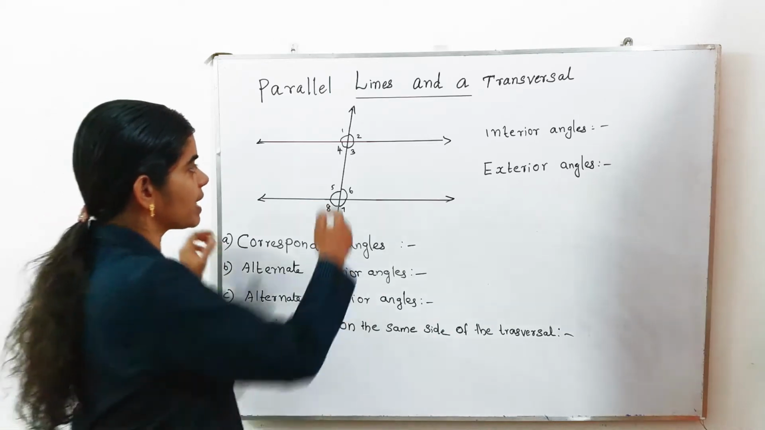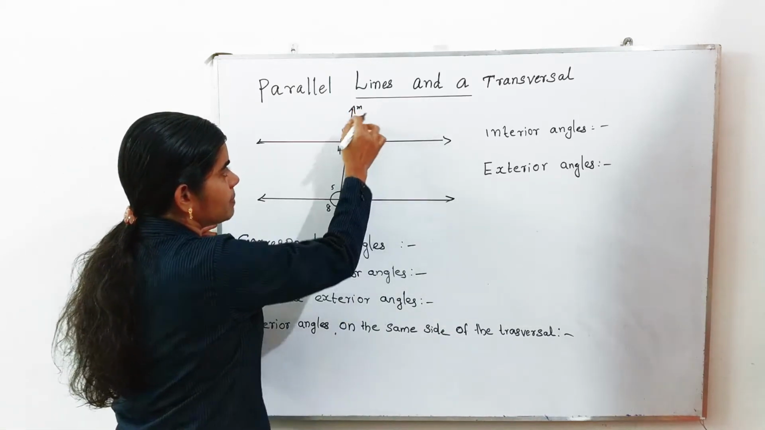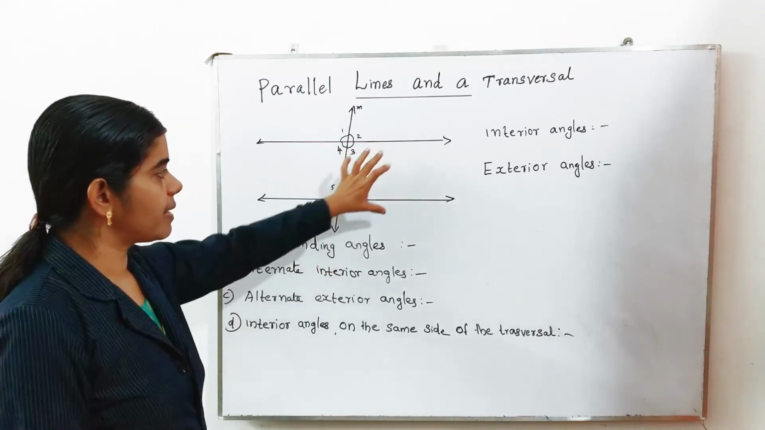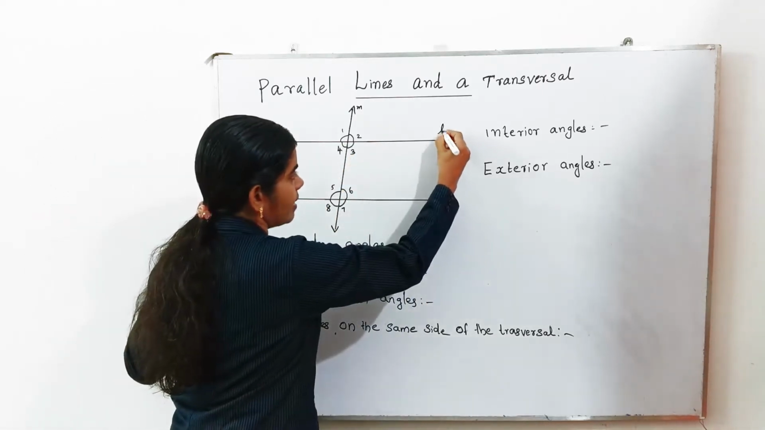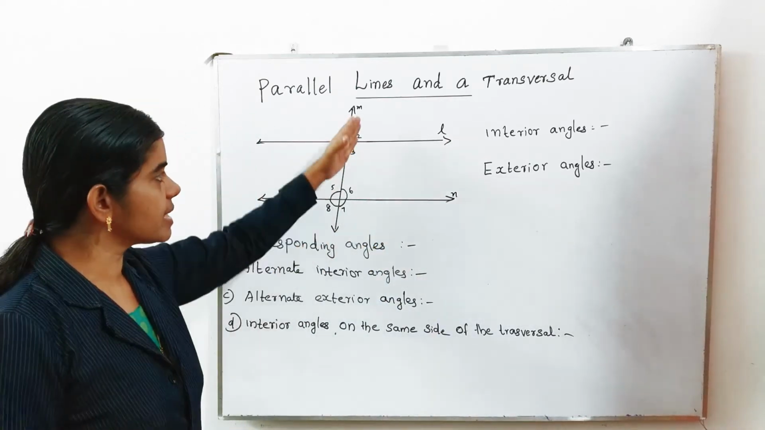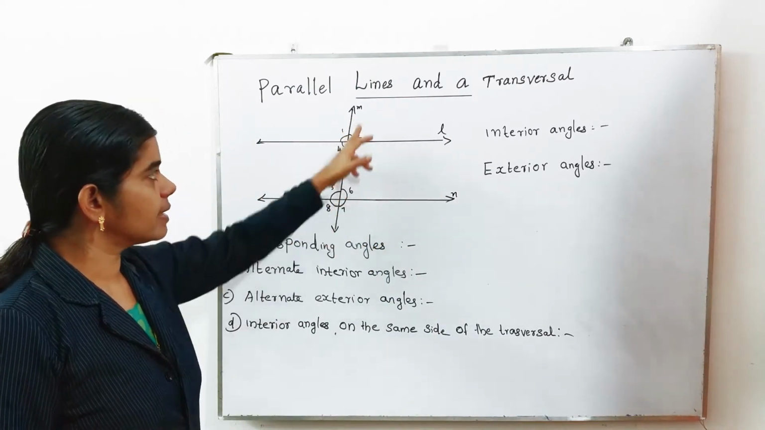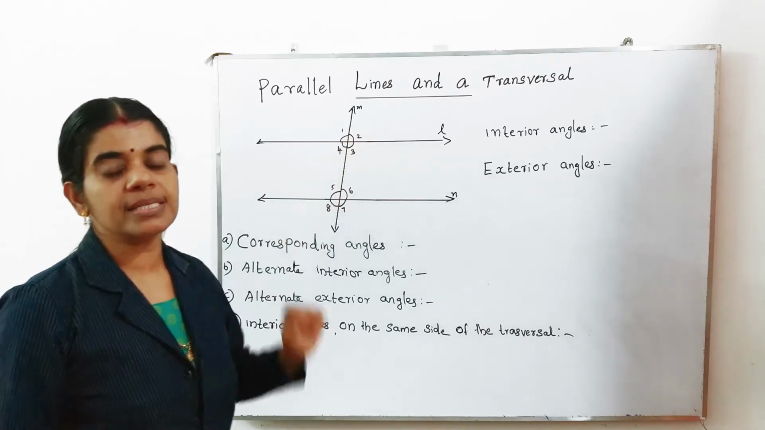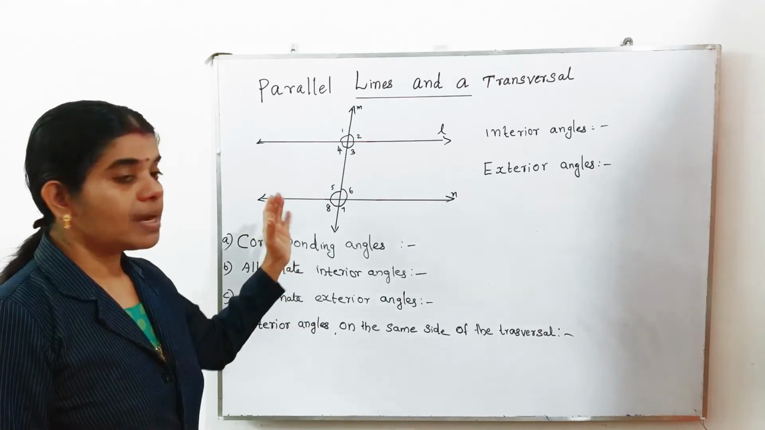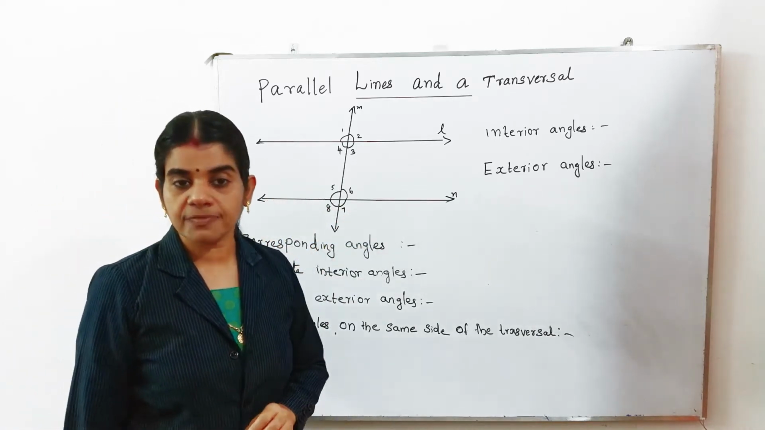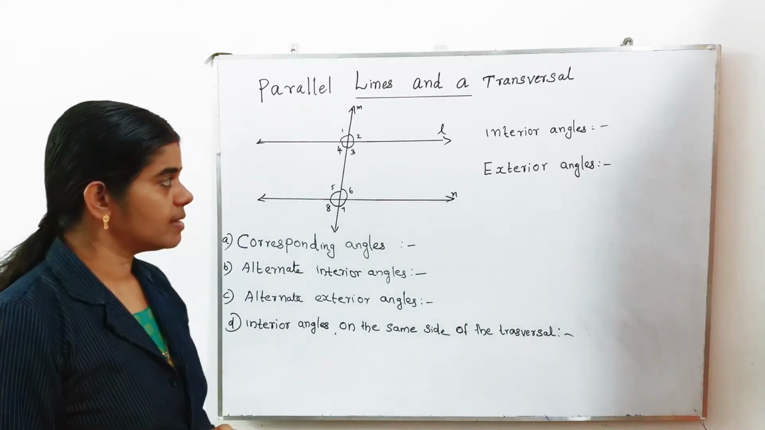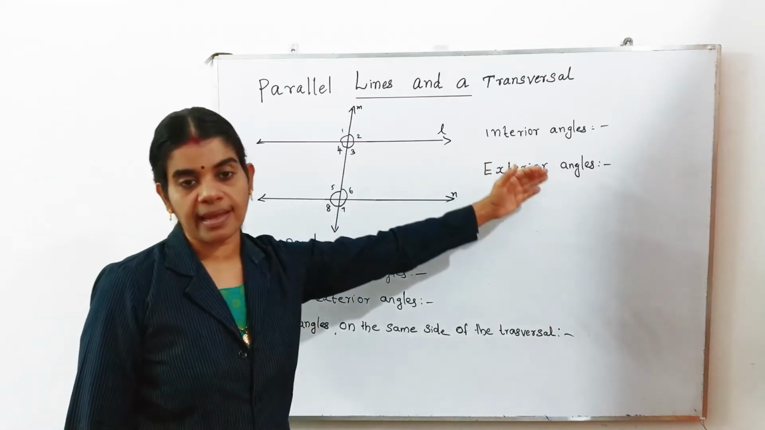If I am writing here, M is the transversal and these two are the parallel lines. L and N are the parallel lines and they are cut by another line, that is M. That line is known as the transversal. And if we look at which types of angles are formed by two or more parallel lines cut by a transversal, first I have written interior angles.